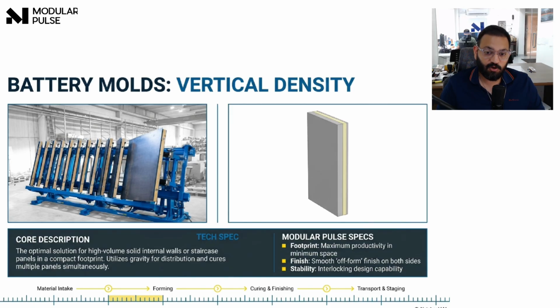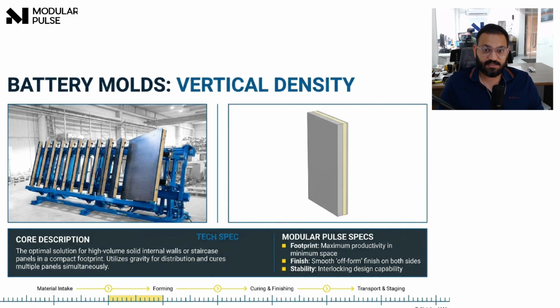Instead of casting wall panels flat on the floor, battery molds allow you to cast multiple wall panels vertically inside a single compact frame. Gravity helps the concrete settle properly. Both faces of the panel get a smooth finish, and multiple panels are produced at the same time. This system is ideal for solid walls, shear walls, and staircase walls.